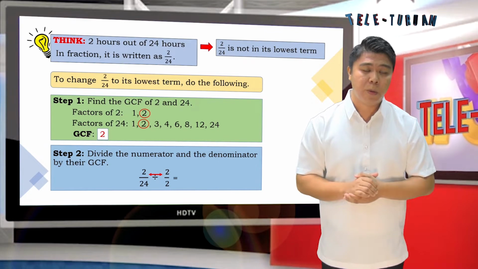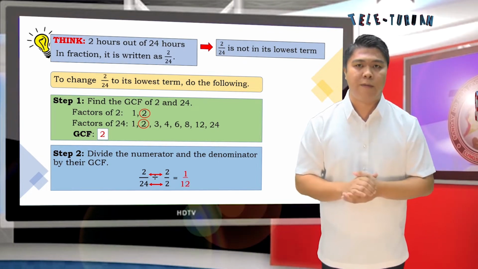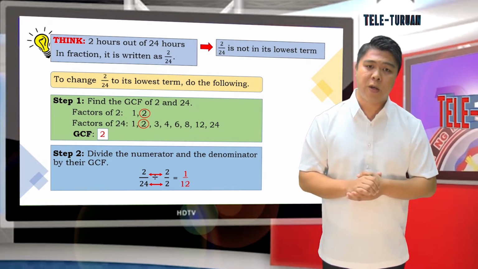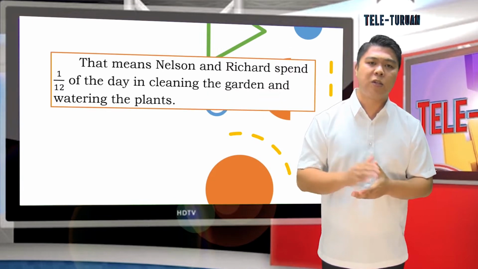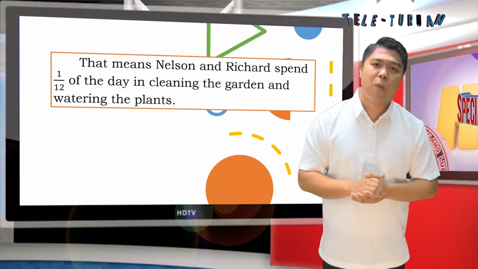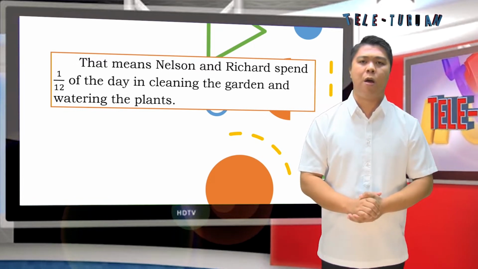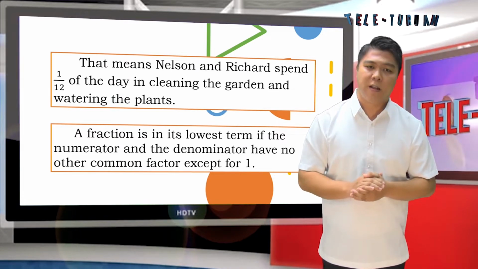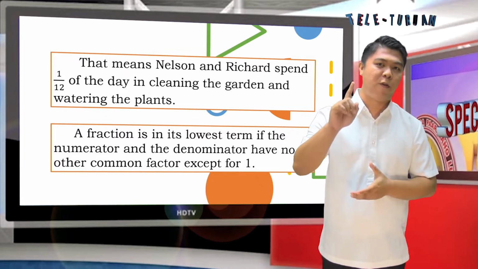2 divided by 2 is 1. 24 divided by 2 is 12. So, the lowest term of 2 over 24 is 1 over 12. That means Nelson and Richard spend 1 over 12 of the day in cleaning the garden and watering the plants. A fraction is in its lowest term if the numerator and the denominator have no other common factor except for 1.